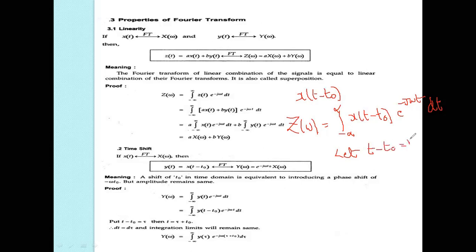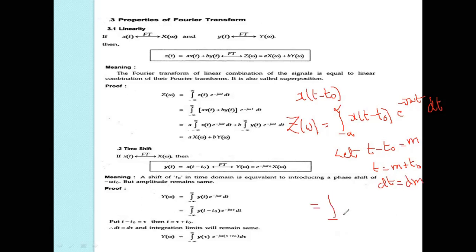Let us take z of omega is equal to integral minus infinity to infinity, z of t, now I am taking that as x of t minus t naught, into e power minus j omega t dt. Assume t minus t naught is equal to m, and t is equal to m plus t naught, where t naught is a constant. Applying the derivative on both sides, dt is equal to dm plus 0.